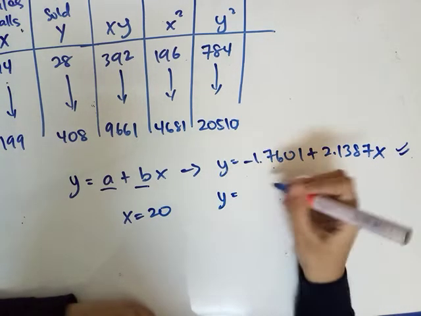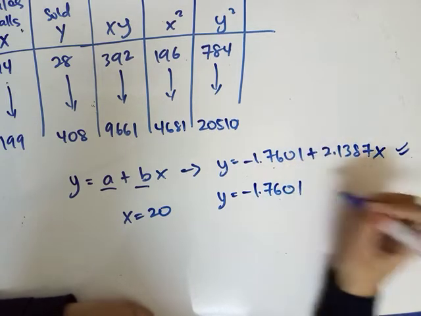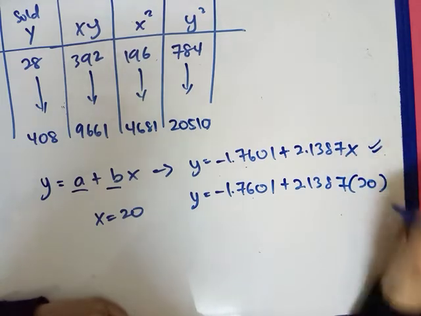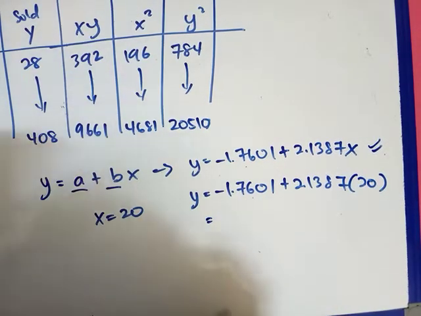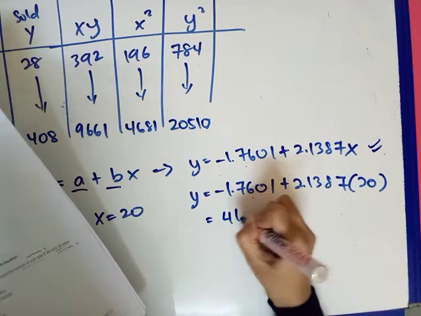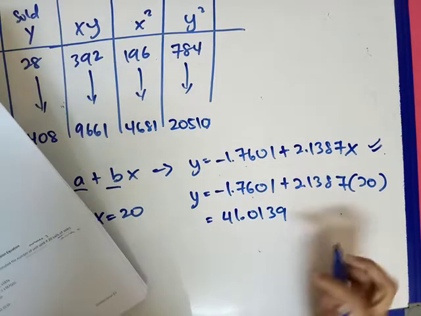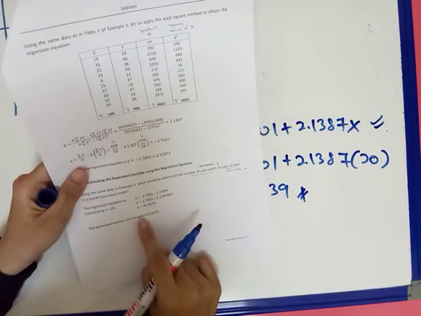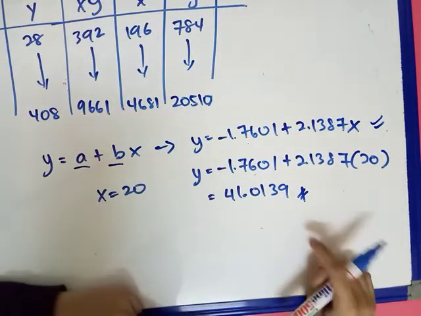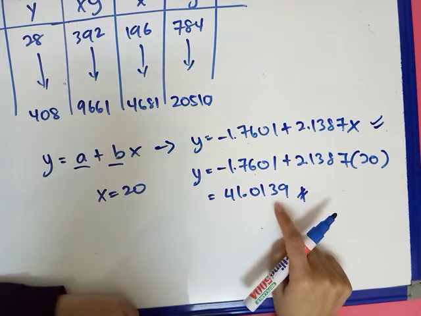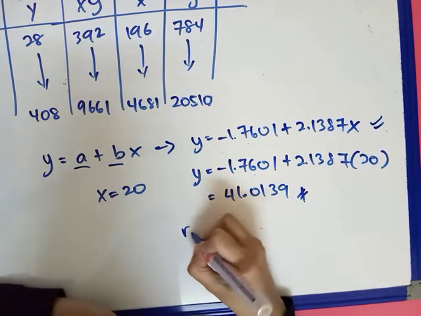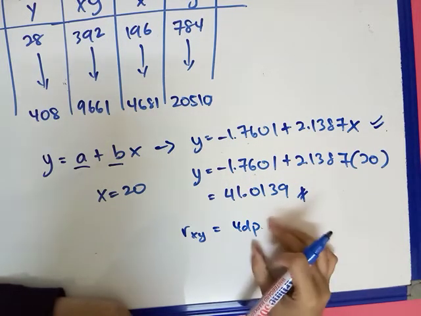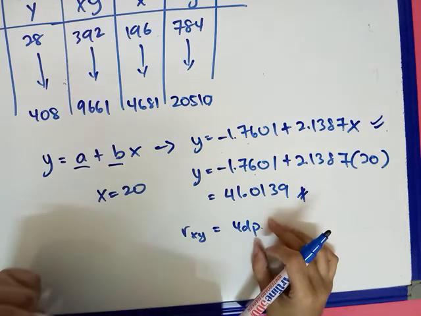So, Y is equal to negative 1.7601 plus 2.1387 times 20. Then, you will get the answer 41.0139. So, this is the answer. Okay, so the estimated number of units sold is 41.0139. Take 4 decimal places, it's okay. Yang tadi value for R tu also 4 dp. Value for R, correlation coefficient, also 4 dp juga. Alright. Boleh faham now?